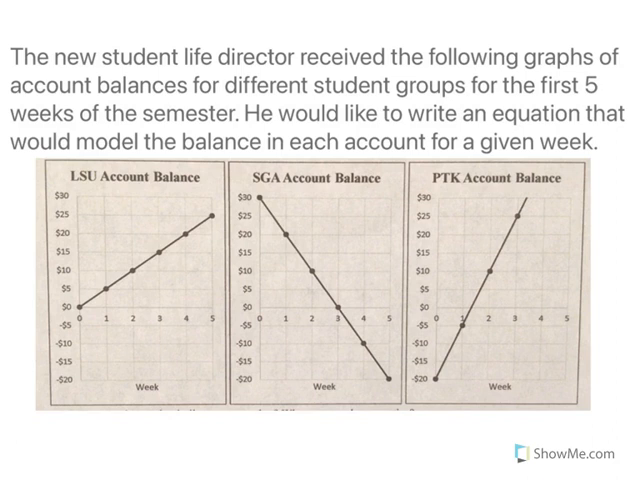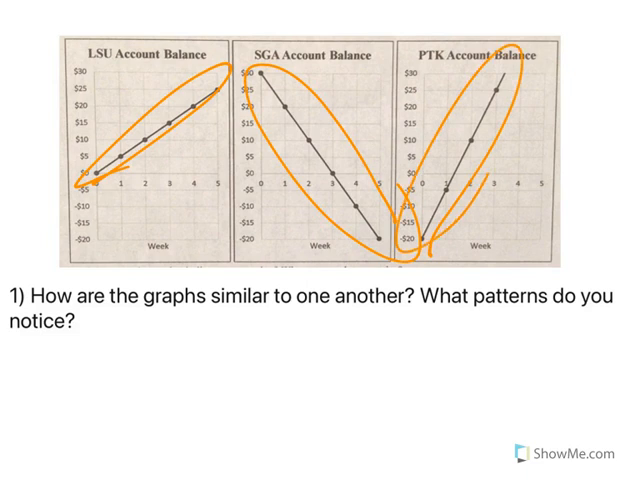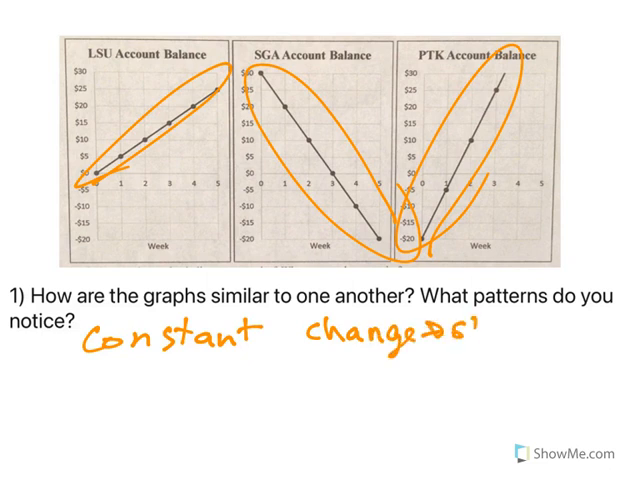All right, so we have these three. How are the graphs similar and what patterns do we notice? Well, in terms of similarities, I can see that they are all straight lines. So we have constant change, because constant change gives us straight lines. Oops, I spelled straight wrong. That's kind of funny. Okay, so the constant change in each graph tells us we have straight lines.